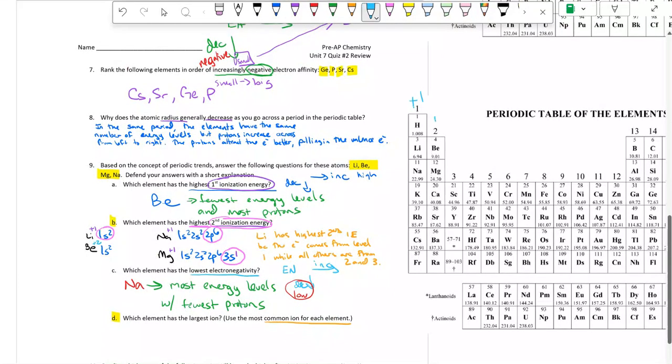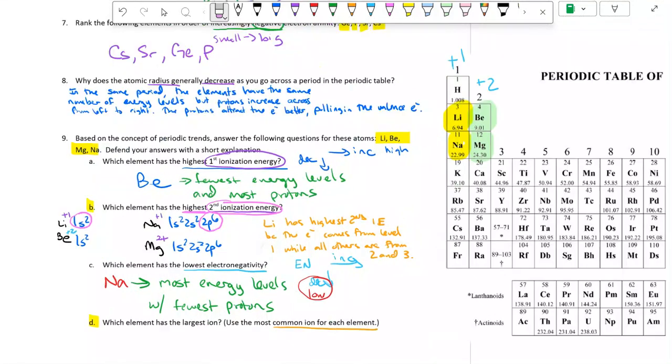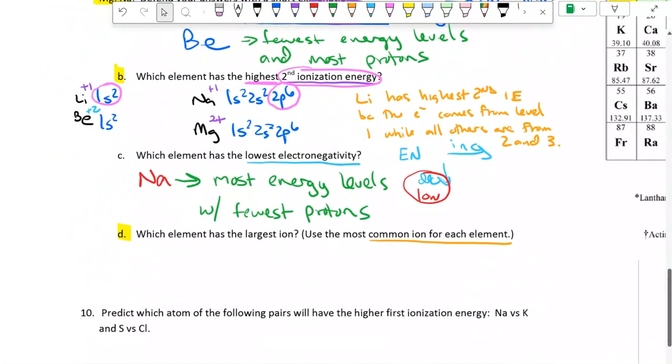This whole column was a plus 1 and this whole column was a plus 2. So lithium is going to be a plus 1 and so is sodium. And beryllium is going to be a plus 2 and so is magnesium. Okay, and the reason why they are is because where the electrons are coming from. So magnesium is going to let you take 2 electrons away because it'll get rid of that entire third level. Okay, so now it wants to know which element is going to be the largest of these 4.